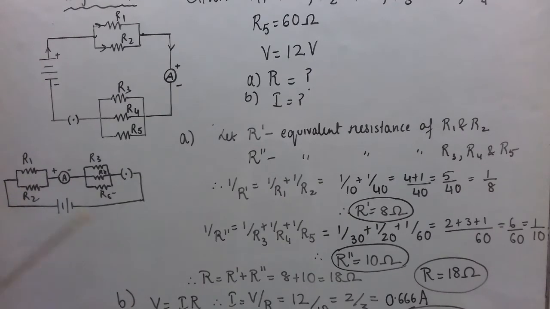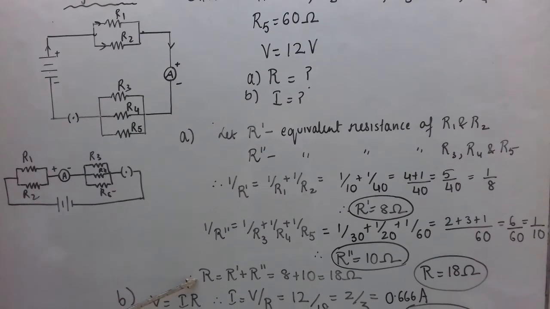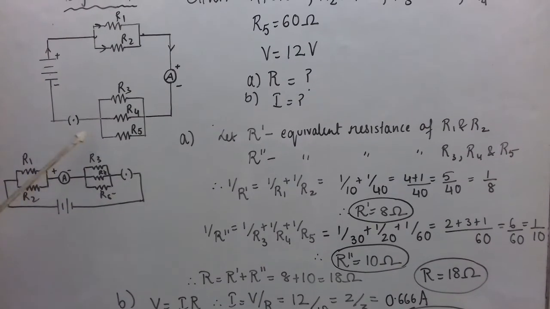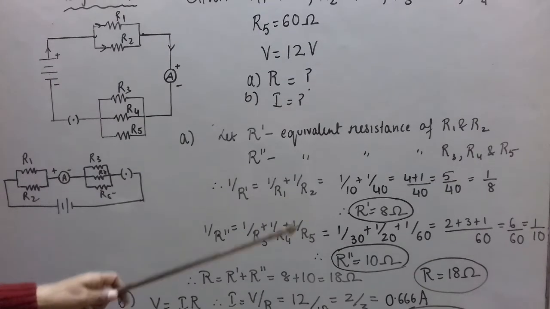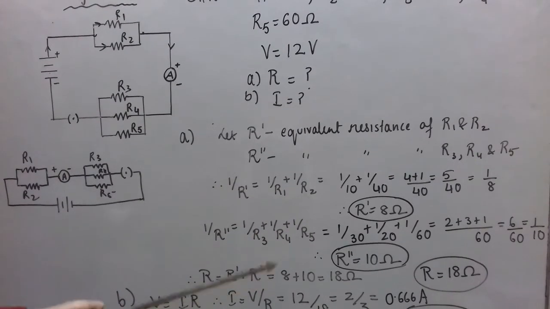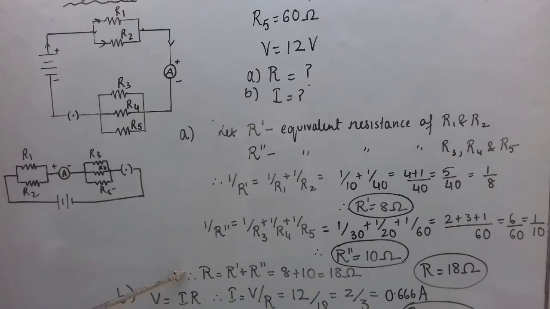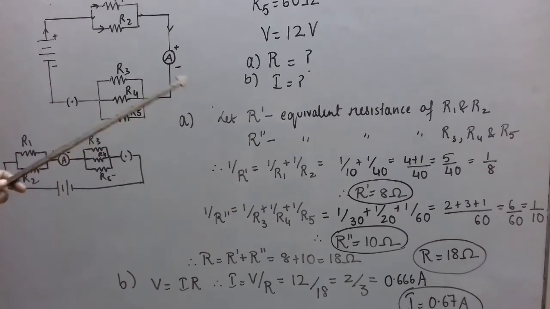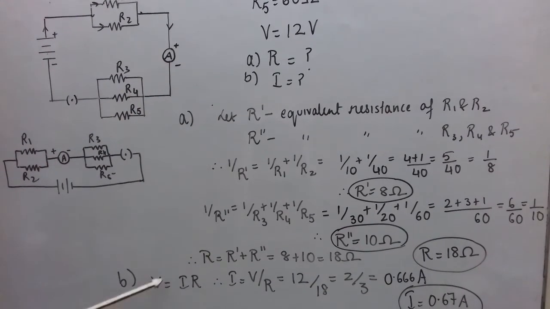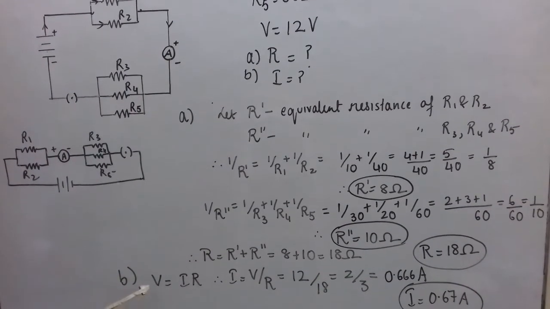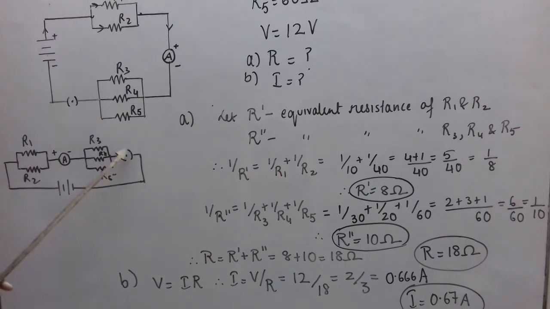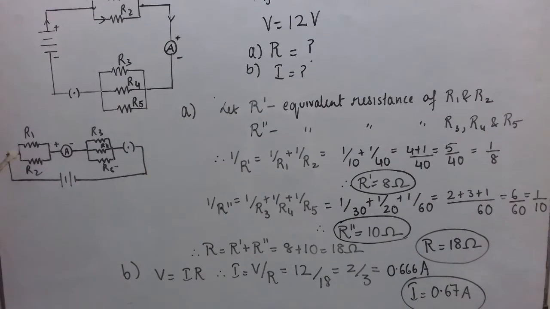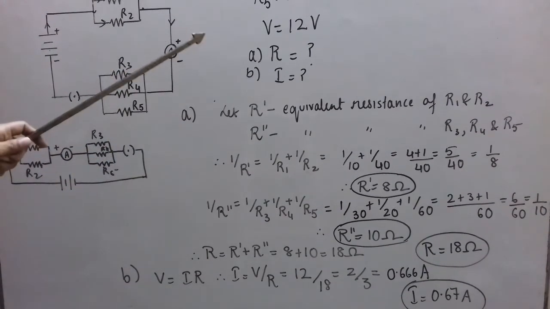So let us consider R is the total resistance of the circuit. It will be equal to R dash plus R double dash. R dash is 8 ohm, R double dash is 10 ohm, 8 plus 10, 18 ohms is the total resistance in the circuit. What will be the total current in the circuit? Use Ohm's law, V is equal to IR. We know the total potential difference across this entire combination, because the potential difference supplied by the battery is applied across the combination, that is 12 volt.